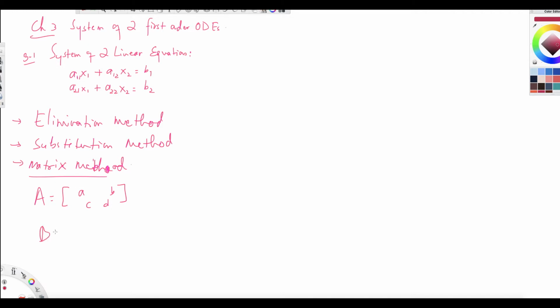Another matrix you can think of is 1, 2, 3, 4, 5, 6. This matrix has two rows, first row and second row, and three columns. You see that? There are three columns and two rows.